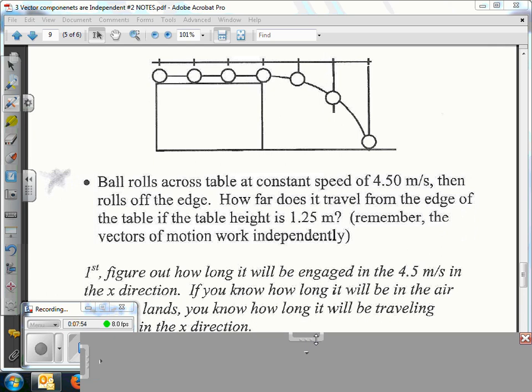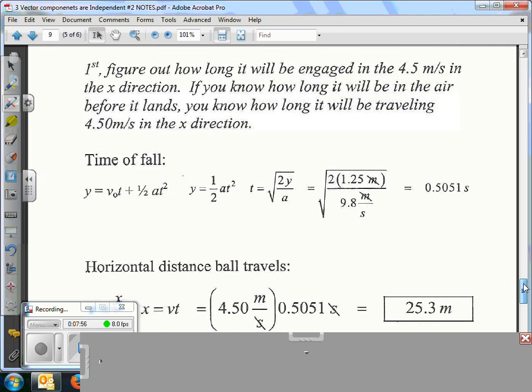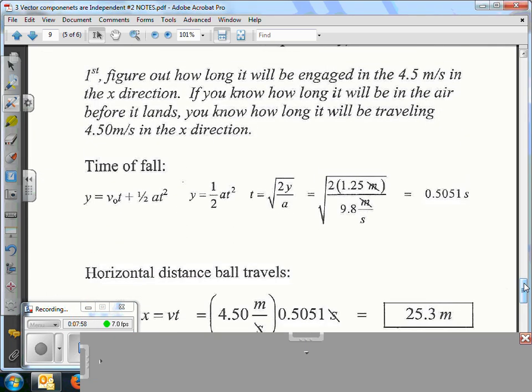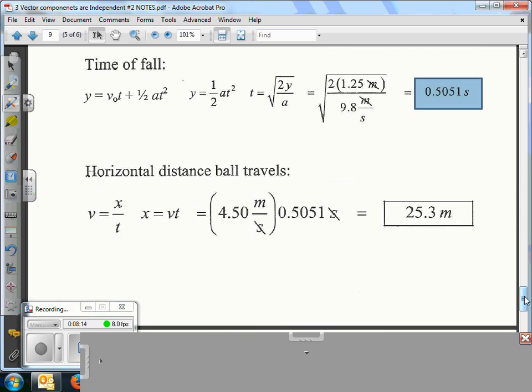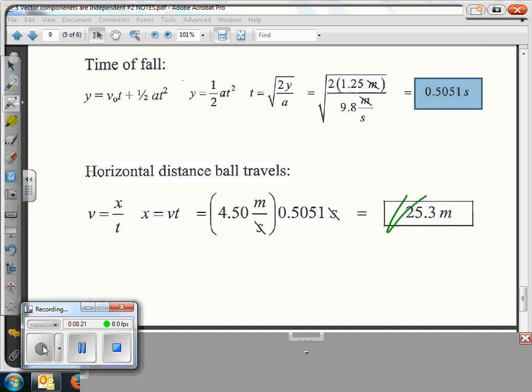Okay, so this is really something you've already done. First figure out how long it will be engaged in the 4.5 meters per second in the x direction. So we had about 0.5 seconds, or 0.51 seconds. Is that pretty close to what you guys got? Okay, good. I'm not going to have to change that one. And then you just multiply that by the x velocity, and you get... Okay, so this is not quite right. It should be something like 2.27 meters away from the edge of the table.